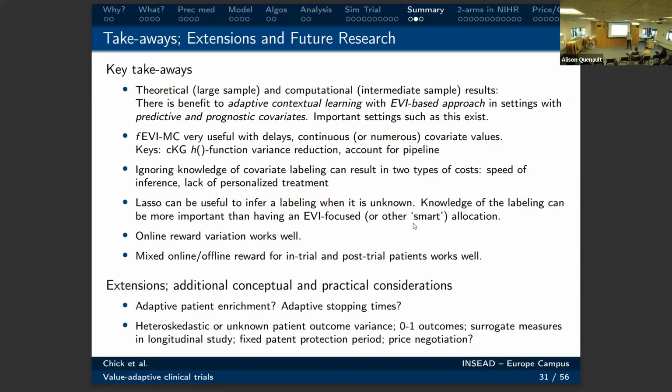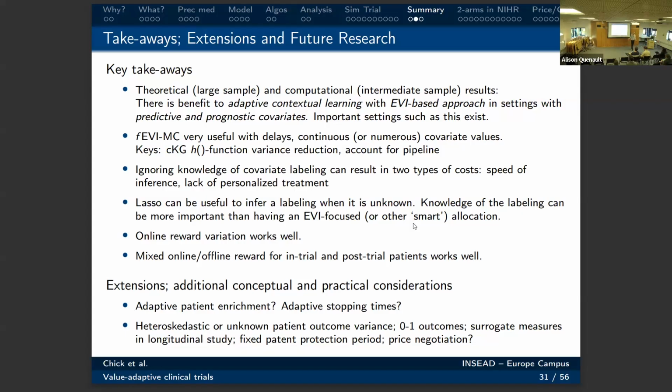Things we have not done as much would be thinking about other forms of enrichment, predictive or prognostic enrichment. For example, we're just assuming the same stream of patients coming in. We might choose to do something a little different. Maybe we don't want to enroll every patient that comes in if we've got a finite budget. That would be very interesting to do. Adaptive stopping times in precision medicine: we've got them for most of the other settings, but not yet for this. I think that would be a very interesting problem to work on.